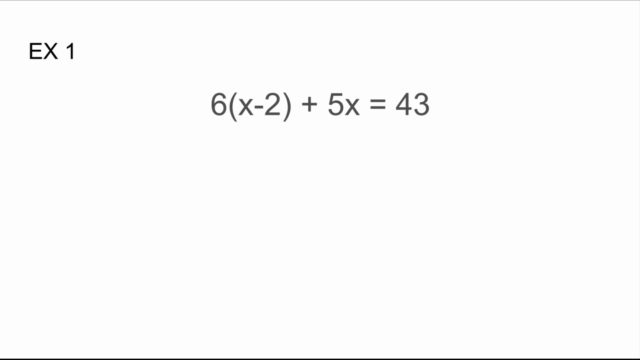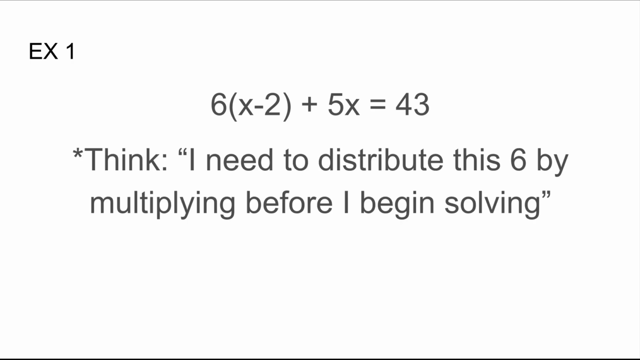So this says 6 times (x minus 2) plus 5x equals 43. So this is the distributing that we're talking about. So we need to think, when we see parentheses, do I need to distribute? Here we do. The 6 outside of the parentheses is going to be multiplied times the x and also times the negative 2. When we do that, we get 6x minus 12 plus 5x equals 43.